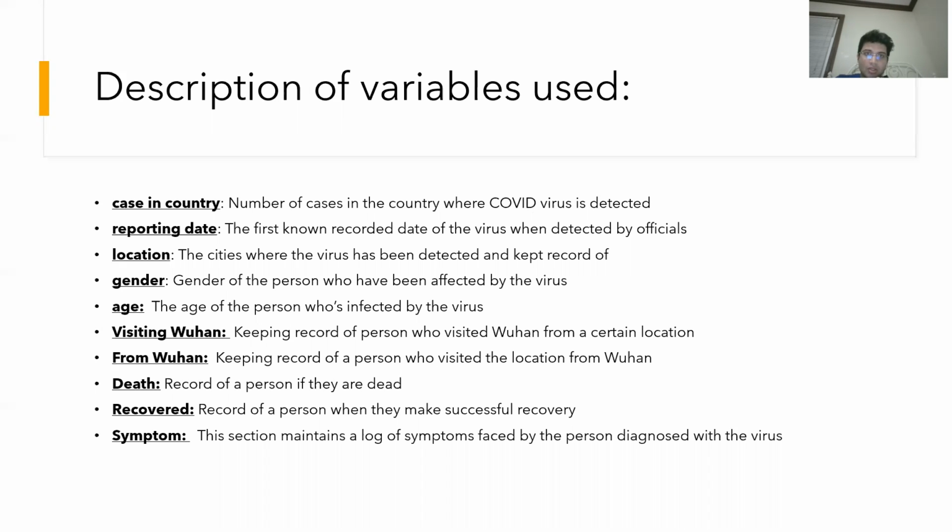These are the descriptions of the variables used. The first variable is case in country, which states the number of cases in the country where the virus was detected. For country, it can be a country or any place. For example, there is the location of Seoul, which is in South Korea, and a certain specific number of cases is defined there. By the time the data was collected from that area, so many people had been affected, and as a result so many cases were registered in this place.